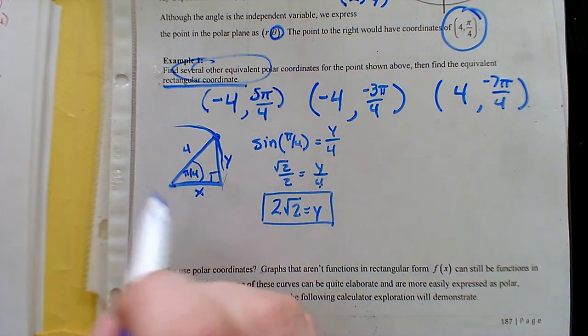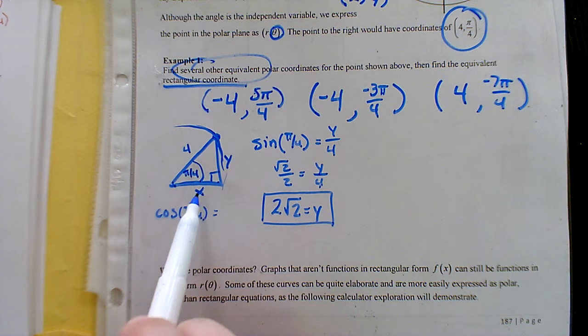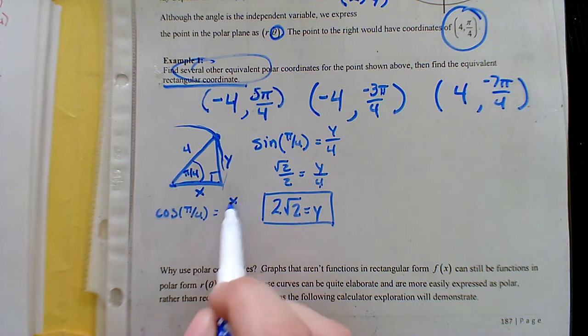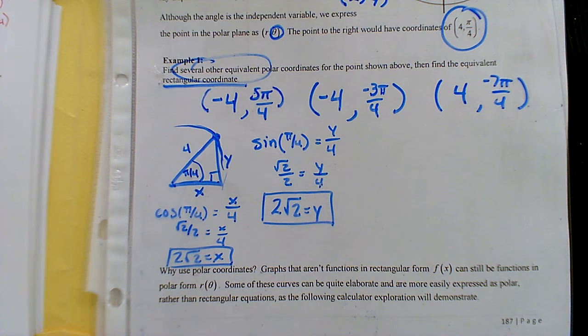If we did cosine the same way, cosine would be the adjacent x over the hypotenuse of 4, but cosine of pi over 4 is the same, square root of 2 over 2. So it looks like we'll get the same x-coordinate as well. Okay, so we can use some right triangle trig to help us with that.